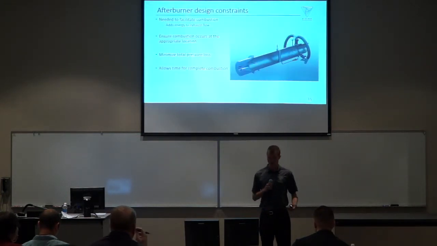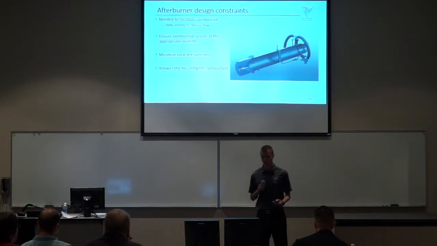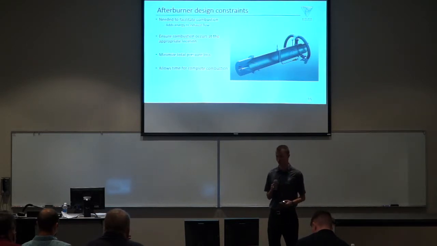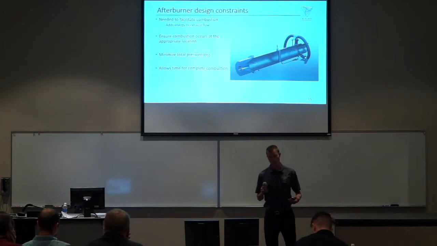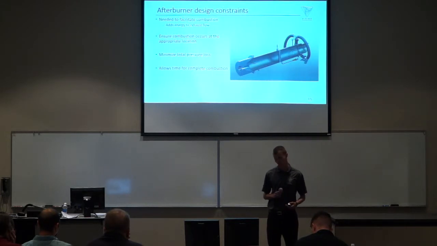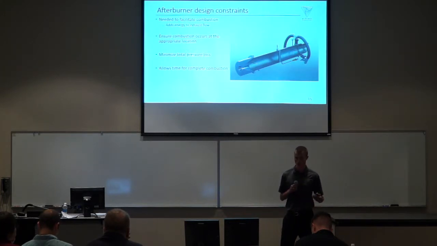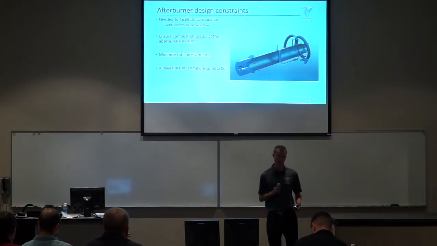Some things to consider when designing an afterburner. First is that we wanted to facilitate combustion. This is going to add energy to the exhaust flow to give us the necessary pressure ratio required to achieve supersonic flow at the exit. Another constraint is the need to ensure combustion occurs at the appropriate location. That is to say, the afterburner is designed to withstand the combustion, whereas the turbocharger and nozzle are not. We wanted to minimize the total pressure loss across the afterburner. That's to help us with our pressure ratio at the nozzle and allow enough time to facilitate complete combustion of the air and fuel mixture.